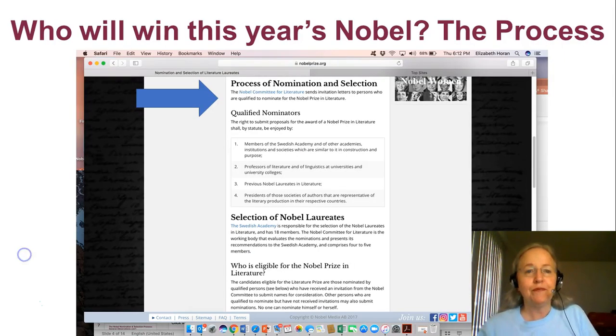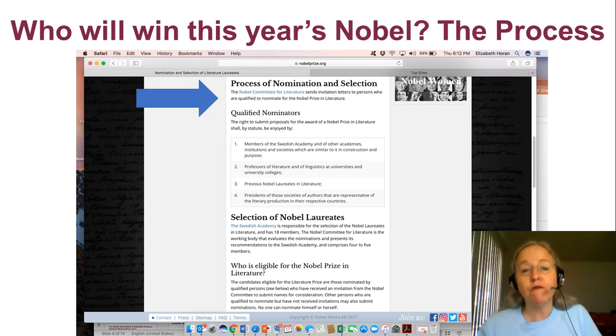Here's how you learn. So who's going to win this year's Nobel? The process that we're using to a large extent mimics the process that the Swedish Academy uses. First, we want to think, though, about qualified nominators. That is, who are the people who are allowed to submit nominations to the Swedish Academy for each year's Nobel? This year, there were more than 250 nominations received by the Swedish Academy, and a nomination has to be a formal letter together with an appraisal and an indication of the strengths of that particular candidate.